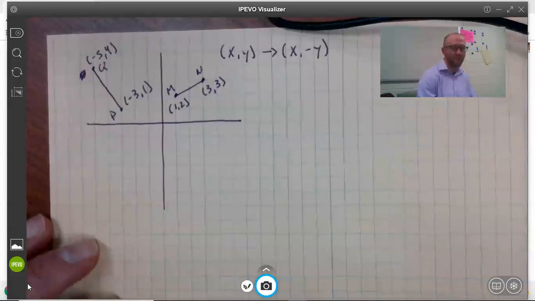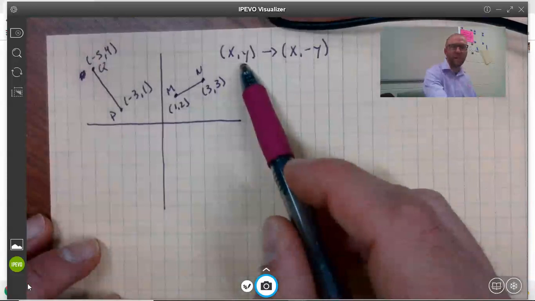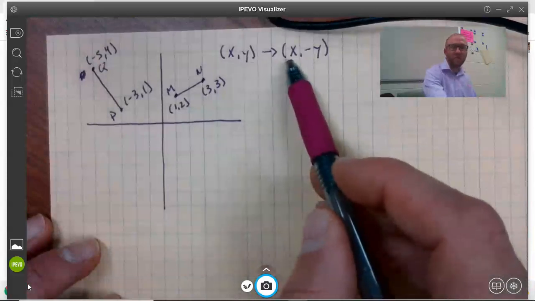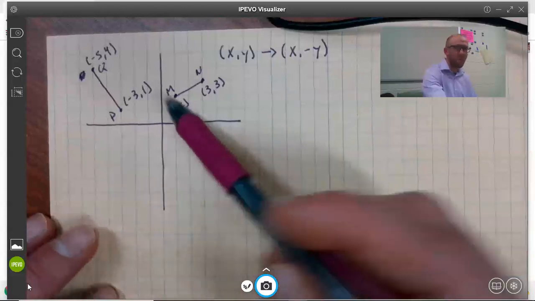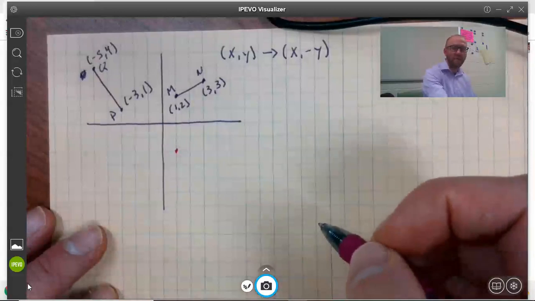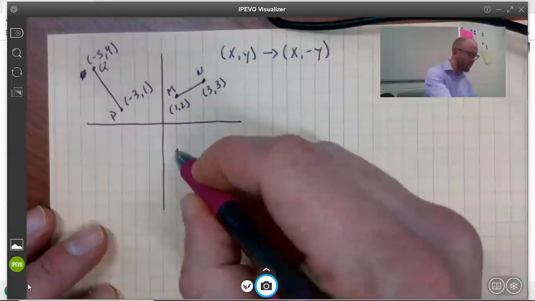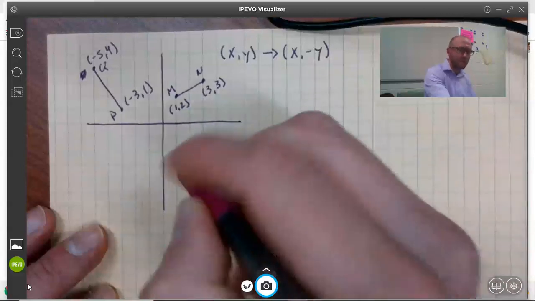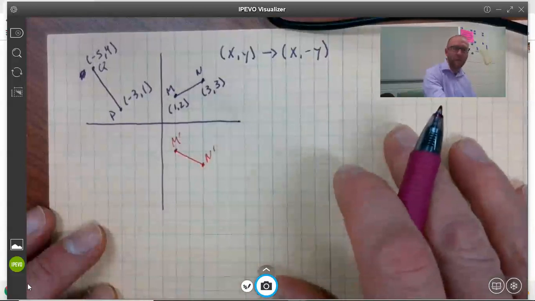So here we take a look at what this thing actually does. Basically, it takes any pair of coordinates x, y, leaves the x coordinate alone, and it just changes the sign of the y coordinate. So for example, the point 1, 2 would become the point 1, negative 2. And the point 3, 3 would become the point 3, negative 3. And this would be M prime and N prime.